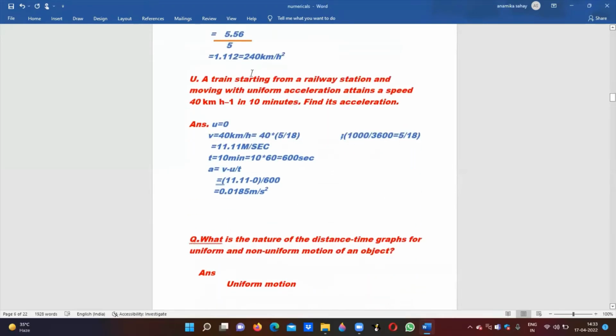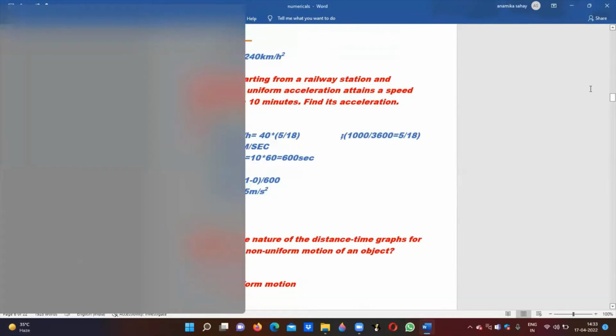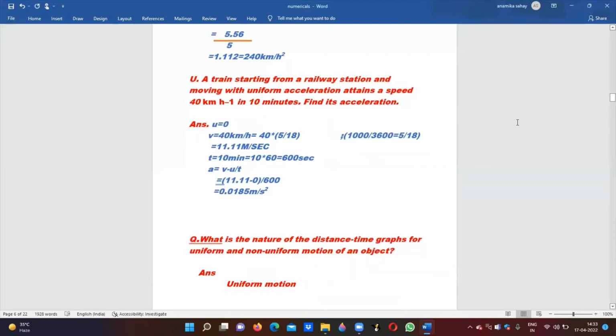Okay, now a train starting from a railway station and moving with uniform acceleration. A train is starting from a railway station and moving with uniform acceleration at a speed of 40 km/h in 10 minutes. Find its acceleration. Time is given, 10 minutes, converted into seconds. Speed 40 km/h converted into meter per second.